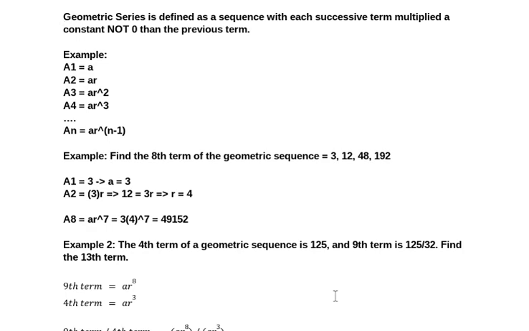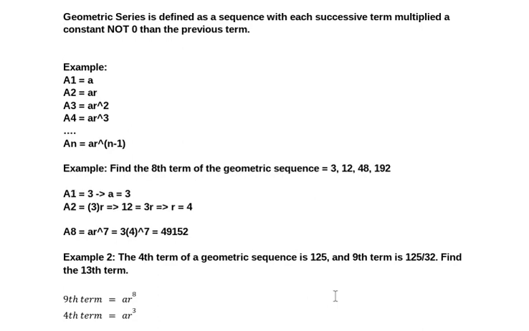Today we are going to do videos on geometric sequences. So let's first talk about what a geometric sequence is. It is defined as a sequence in which each successive term is the previous term multiplied by a non-zero constant. So for example, I'm going to give you an example of it.